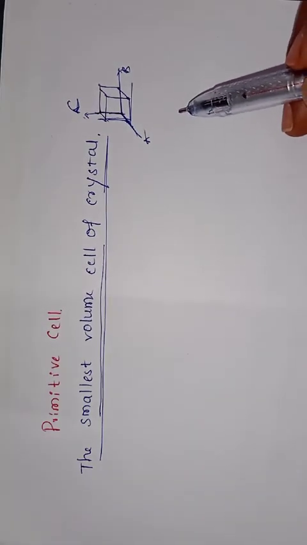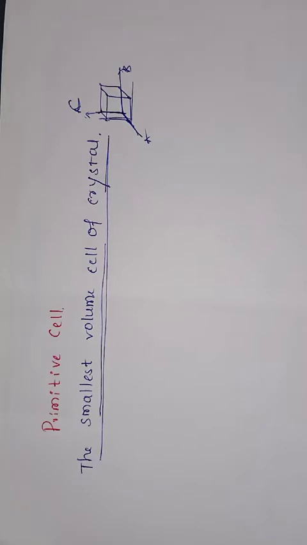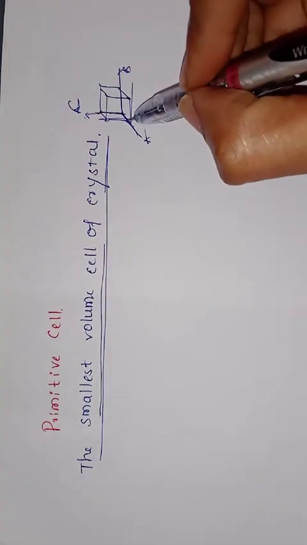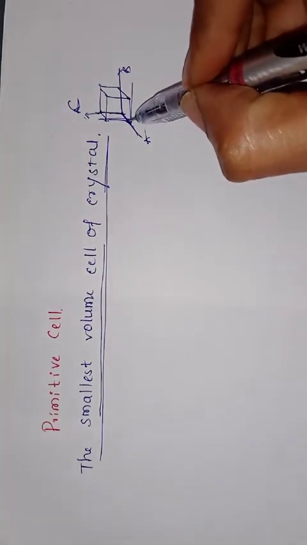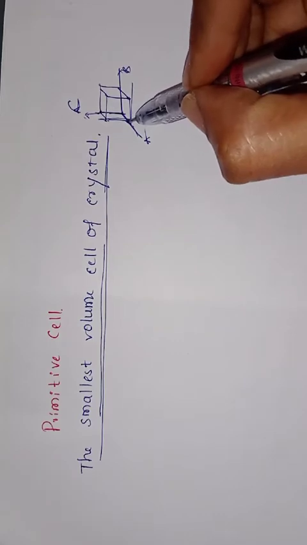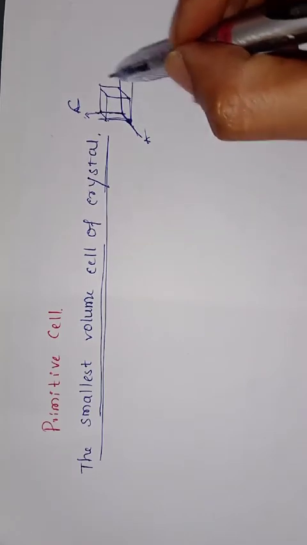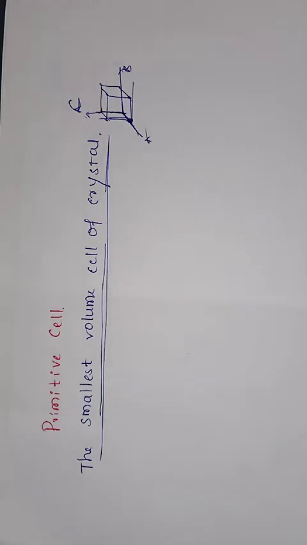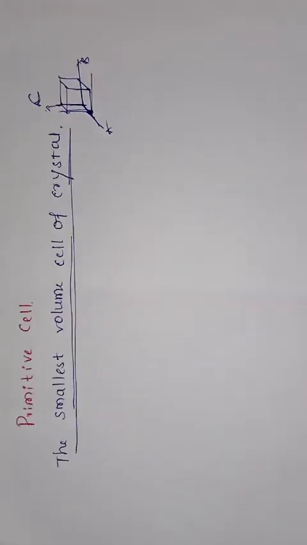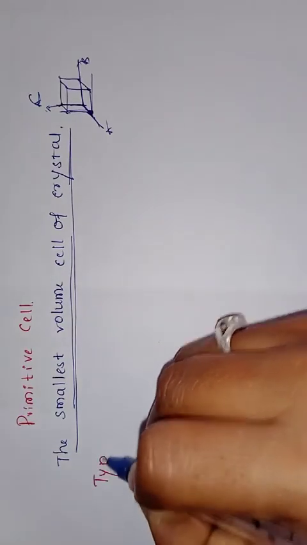The primitive cell always contains lattice points only at the corners of the crystal. Then, what are the types of crystal lattice?